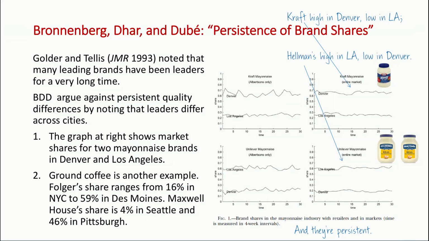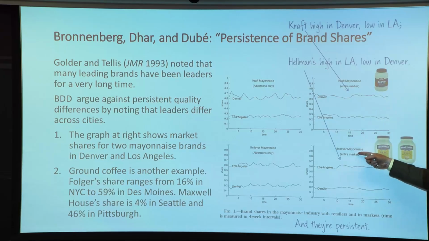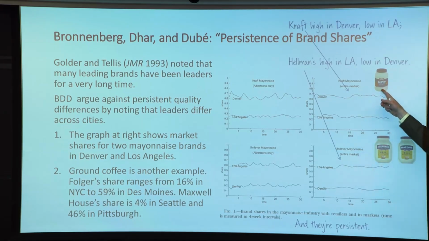The interesting fact that Ronnenberg, Dar, and Dubé were bringing in their paper is that not only is it true that in many consumer goods there are market leaders, but those market leaders differ in similar markets. So this is the mayonnaise graph from their paper. There are two main mayonnaise firms in the United States, at least other than the South. There's Kraft and there's Unilever. And Kraft produces Kraft mayonnaise.